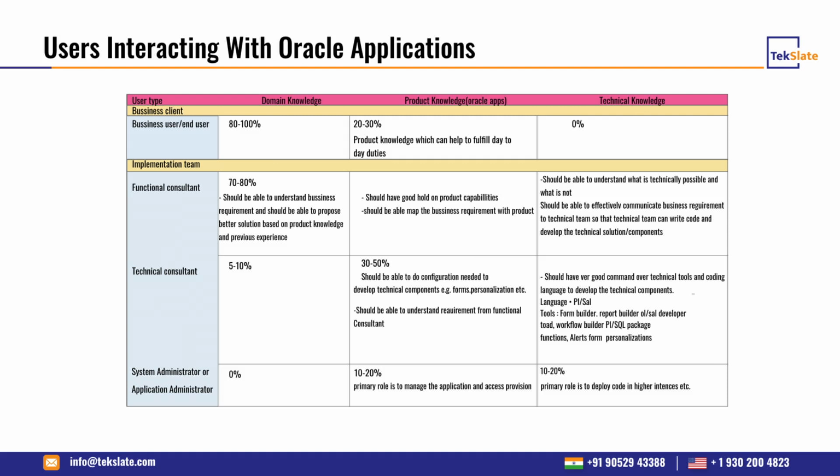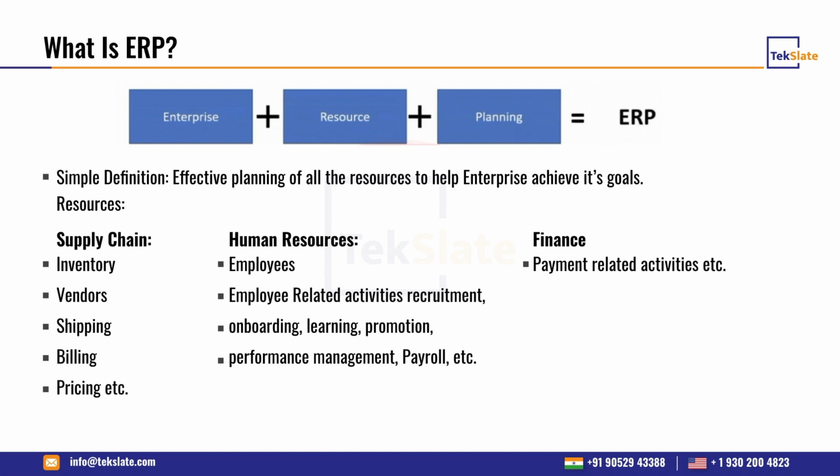Now let's start with understanding ERP. The term ERP is used very loosely in many organizations without actually understanding the depth of it. ERP is a very simple term, and it is the summation of 3 words. E is enterprise, R means resource, and P means planning. If I club all 3 together, it is called enterprise resource planning, or ERP. A very simple definition would be an effective planning of all the resources to help an enterprise achieve its goals. Each organization or enterprise has its short-term, midterm or long-term goals. The system which helps you achieve those goals is called ERP.